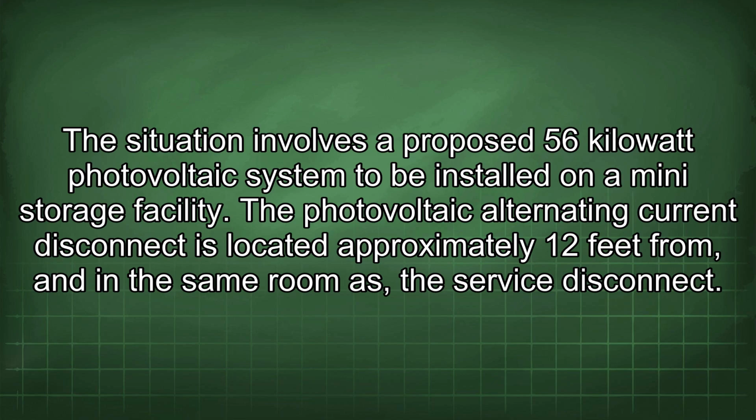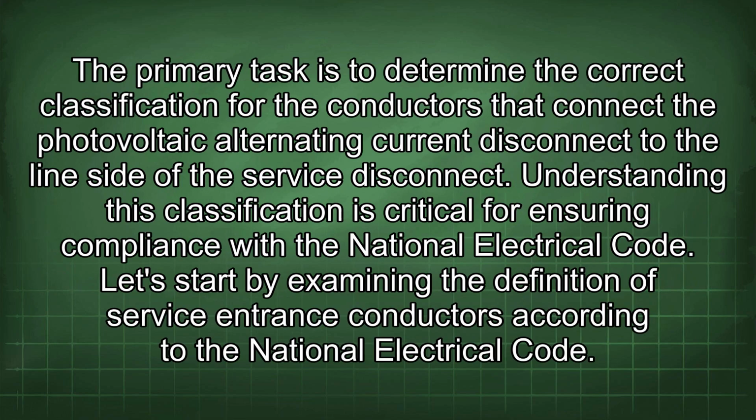The situation involves a proposed 56 kilowatt photovoltaic system to be installed on a mini storage facility. The photovoltaic alternating current disconnect is located approximately 12 feet from and in the same room as the service disconnect. The primary task is to determine the correct classification for the conductors that connect the photovoltaic alternating current disconnect to the line side of the service disconnect. Understanding this classification is critical for ensuring compliance with the National Electrical Code.